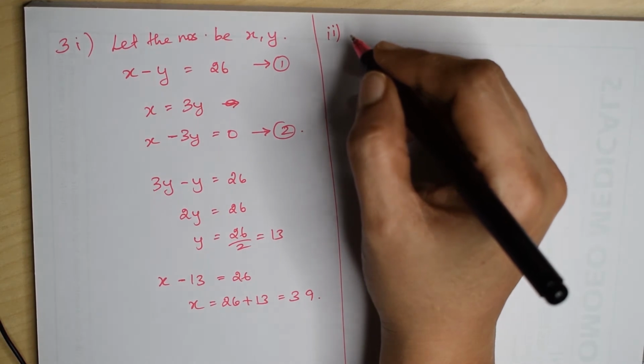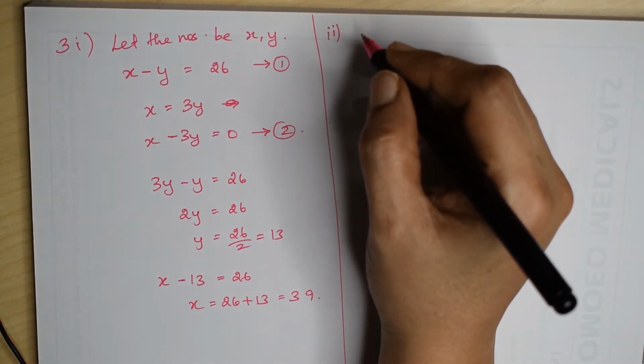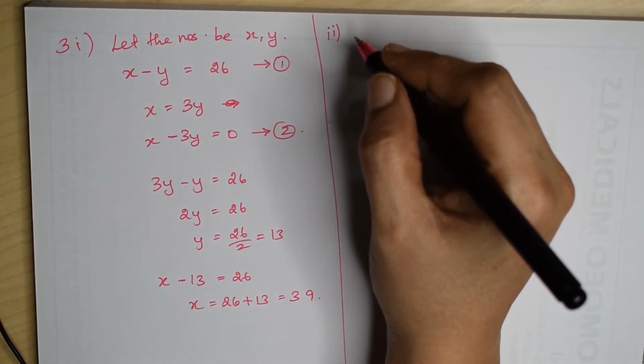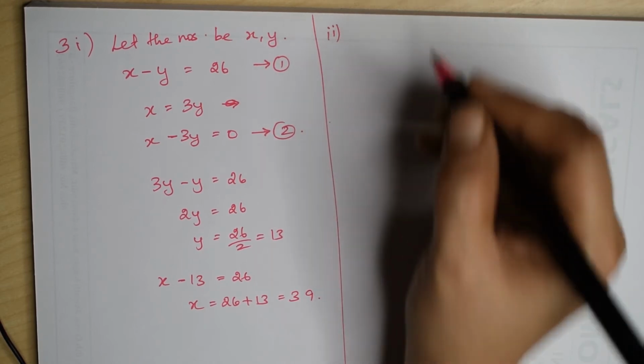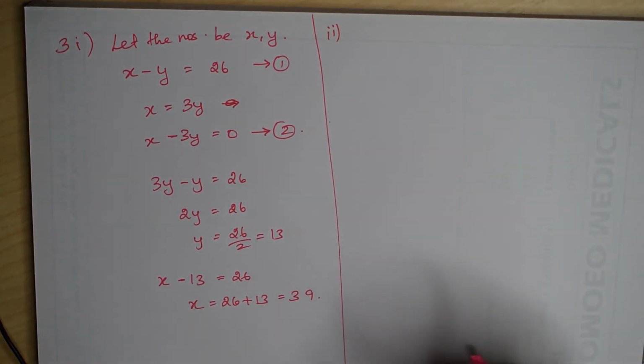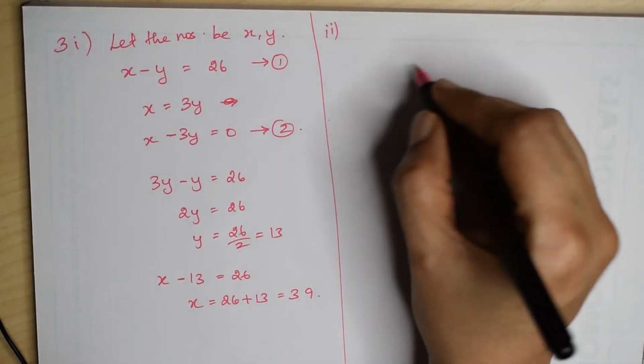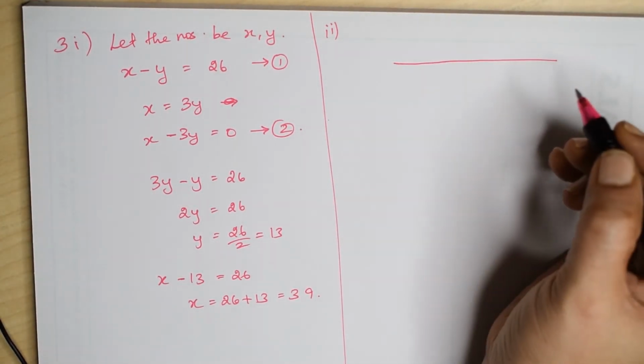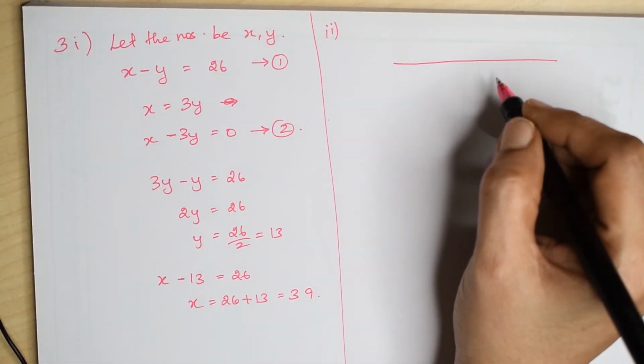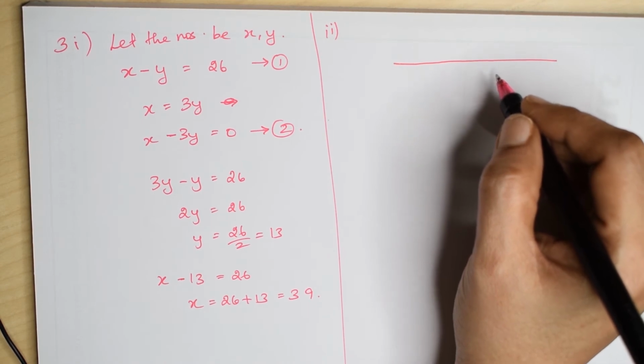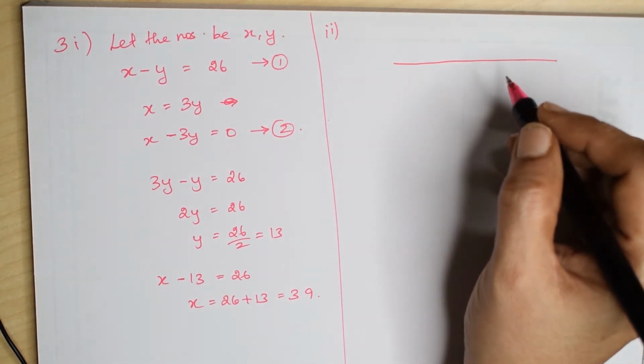The statement is: the larger of the two supplementary angles... Okay, first we have to understand what a supplementary angle is. What is a supplementary angle? An angle which lies within a straight line. So what is the angle of a straight line? 180 degrees. So the angles within a straight line sum to 180 degrees.